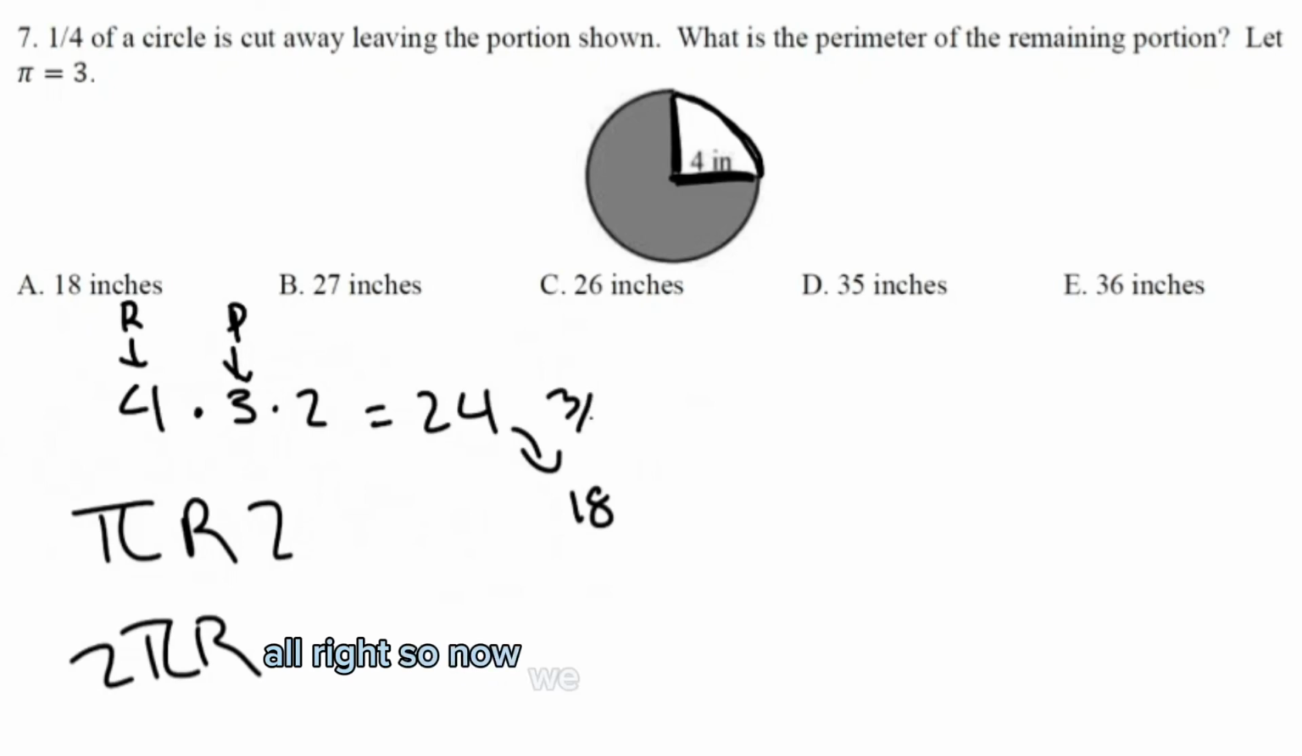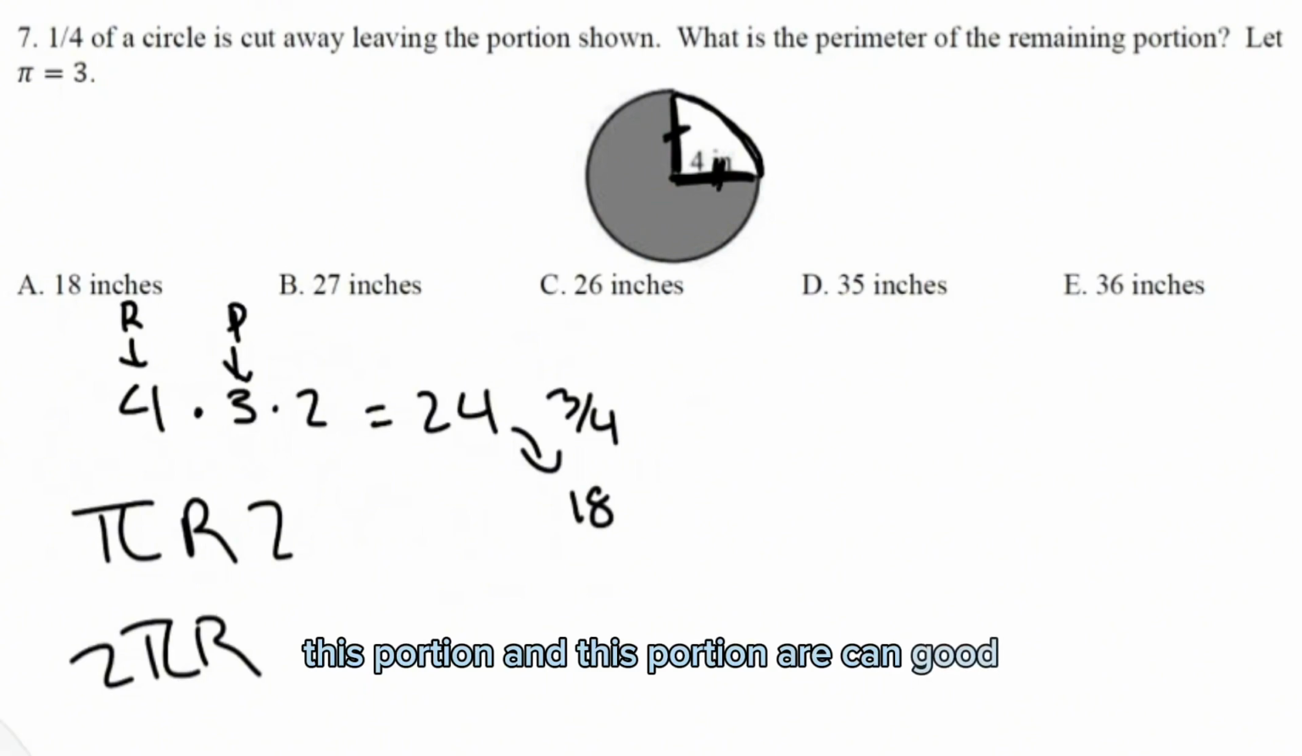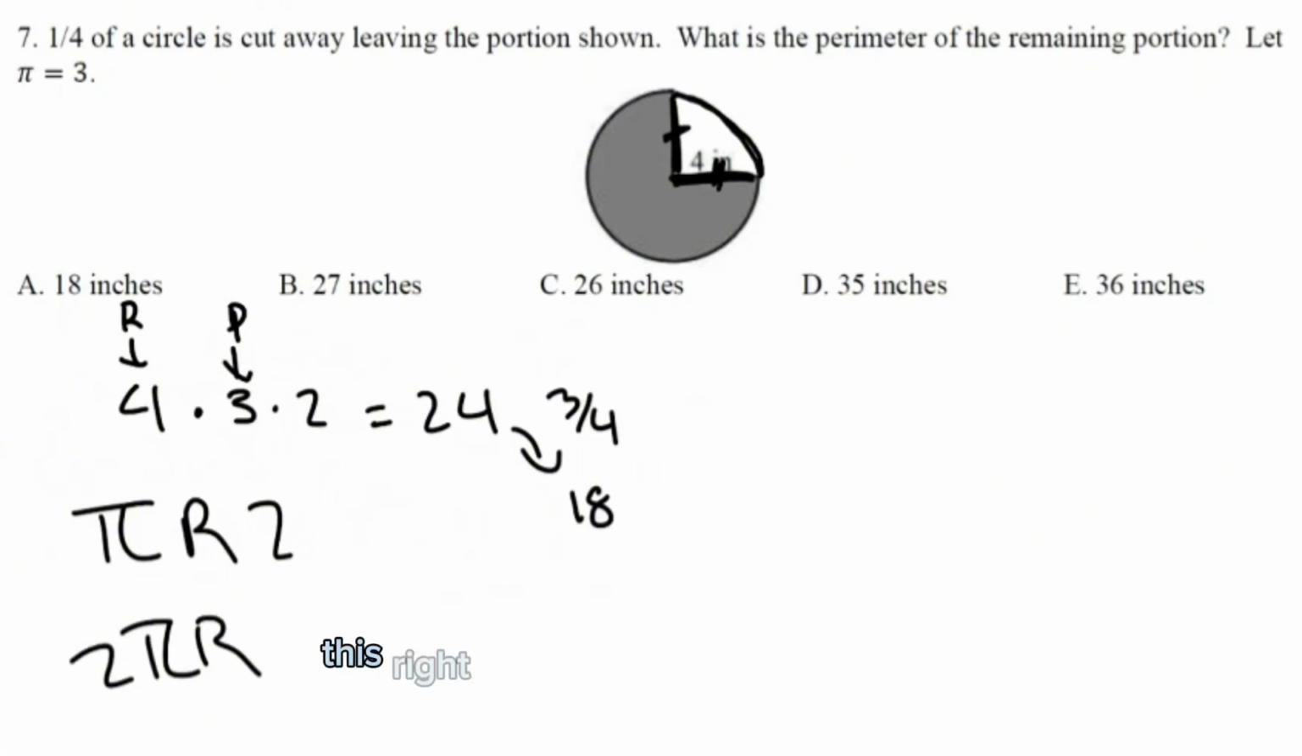Alright, so now we have the 3/4 part. But we're not done yet, because we still need to add back this portion right here, this one and this one. What we can see is that this portion and this portion are congruent. The reason for that is, this right here is the center of the circle, and this is the end.